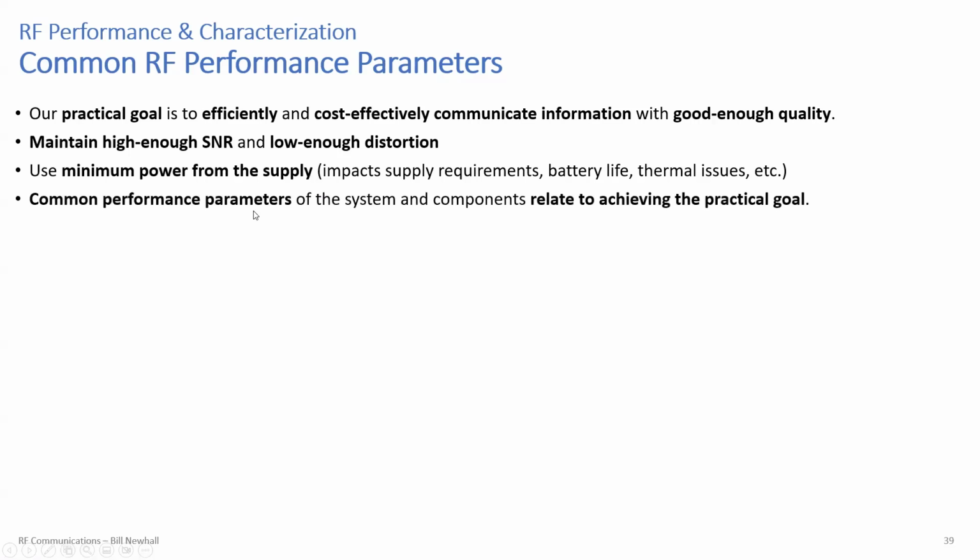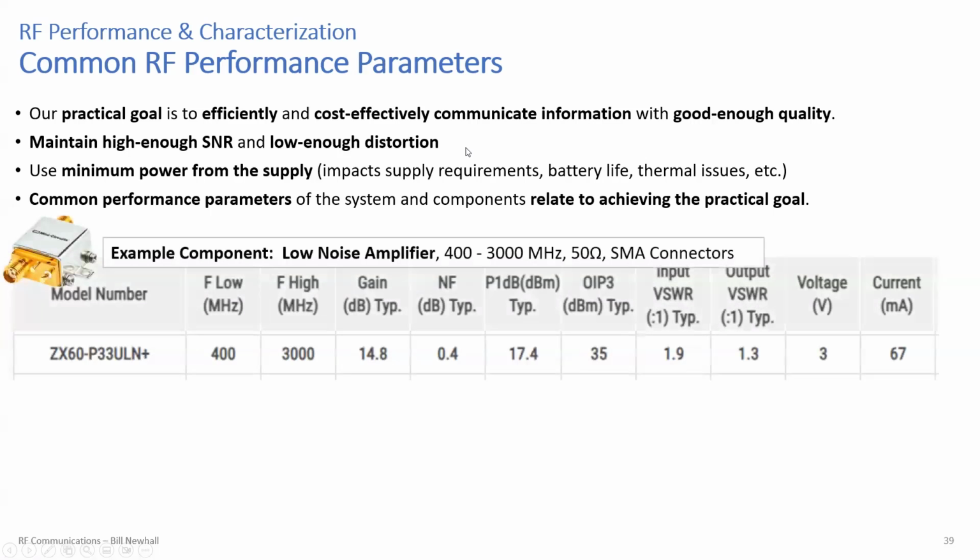Okay, so there are some common performance parameters of systems and components that relate to achieving these goals. Let's take a look at an amplifier. Let's just take a connectorized amplifier. This is a Mini-Circuits amplifier that I pulled out of the catalog. It's a low noise amplifier. It works between 400 megahertz and 3 gigahertz. It's 50 ohms input and output, and it has SMA connectors on it. And this is the entry you will see in the data sheet or in the amplifier selection guide. These are the typical metrics you'll see.